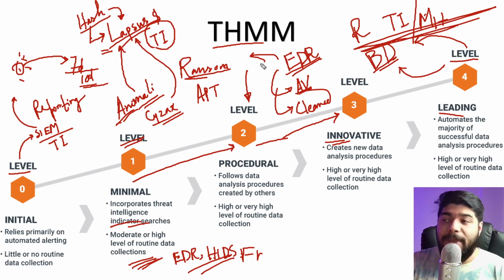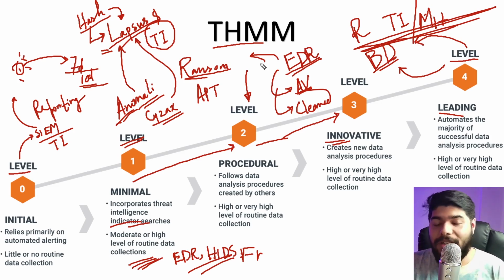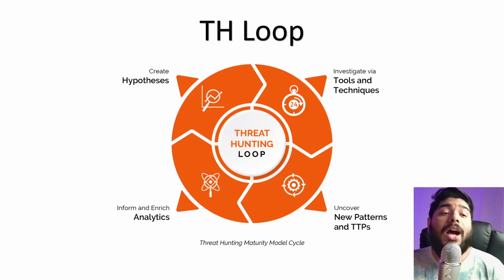So this is the basic thing about threat hunting, and this is the maturity model. Depending upon your organization structure, you can go ahead and create your structure like that, right? Okay, so now we are into the threat hunting loop. What exactly does the threat hunting loop mean?